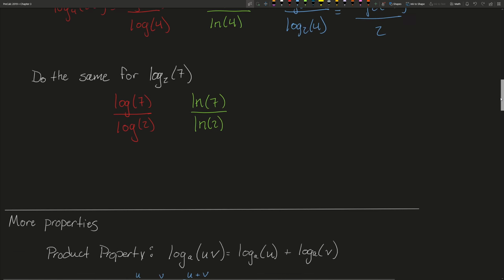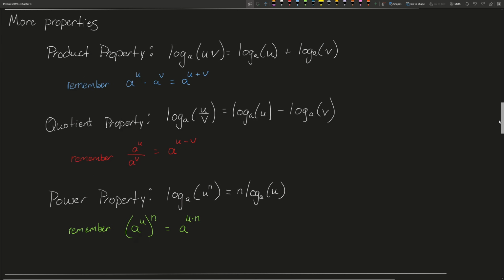Next, we need to talk about a couple more properties of logarithms. The first is the product property. What this says is that if we have a product of two things or more inside a log, we can take the sum of those logs. So log base a of u times v is equal to log base a of u plus log base a of v. A good way to remember this is the product rule for exponents.